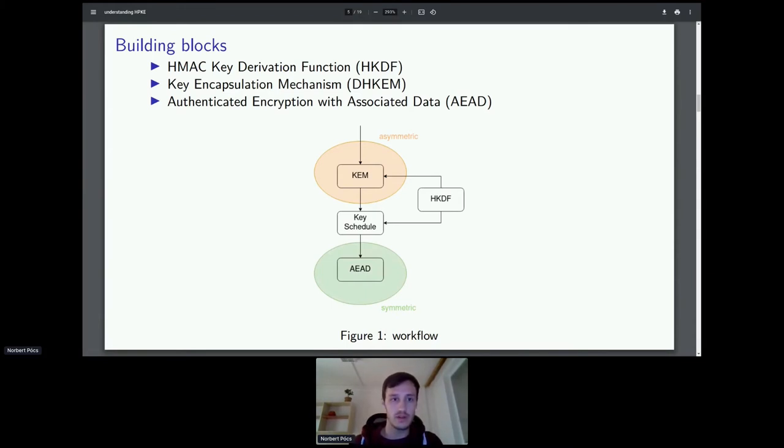The HKDF, so the key derivation function, uses HMAC in both parts, in the KEM and later on in the key schedule. Because we use the key derivation function in two separate places, we want to achieve domain separation, so the functions would look like different functions. That's why HPKE uses labels. So when the keys are derived, they are not the same because of the labels.